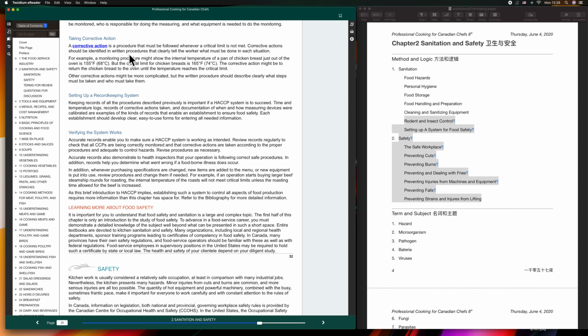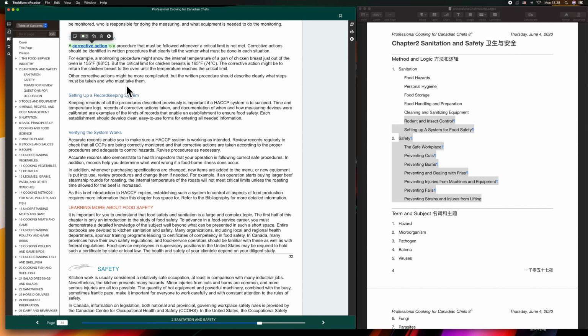Corrective action is a procedure that must be followed whenever a critical limit is not met. 这里边我们要记住这个概念。Corrective actions should be identified in written procedures that clearly tell the worker what must be done in each situation. For example, a monitoring procedure might show the internal temperature of a pan of chicken breast just out of the oven is 155 Fahrenheit, but the critical limit for chicken breasts is 165 Fahrenheit. The corrective action might be to return the chicken breast to the oven until the temperature reaches the critical limit.